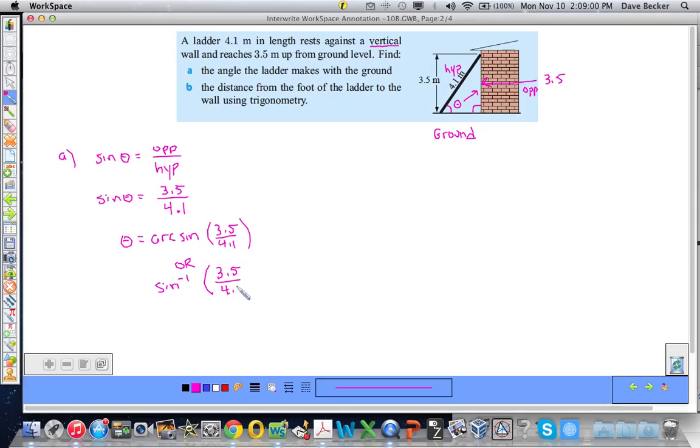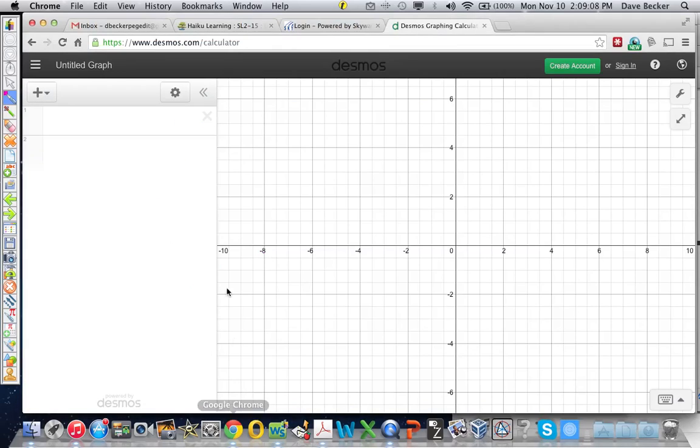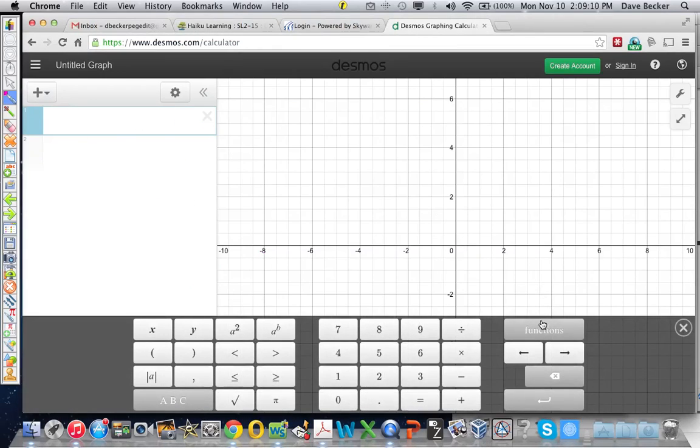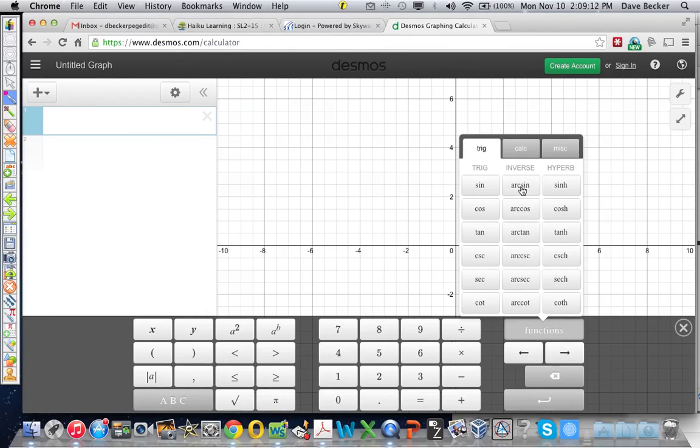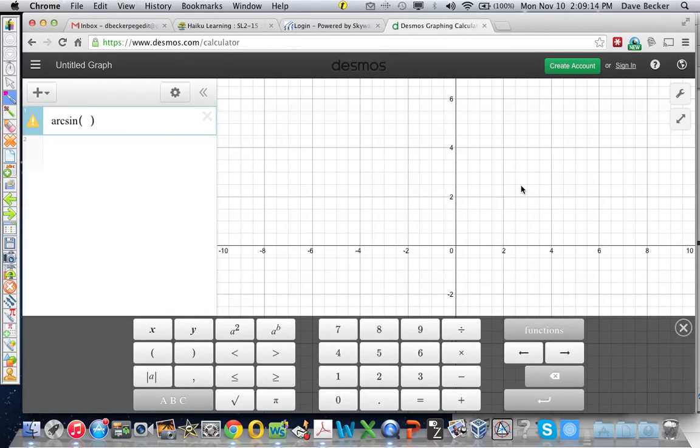And I wrote arc sine because the calculator I'm using today is the online calculator at desmos.com. And so I'm going to do right in here, and I need a function. There's arc sine, and I need 3.5 over 4.1. And I get 1.022.